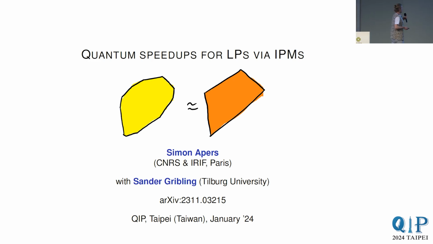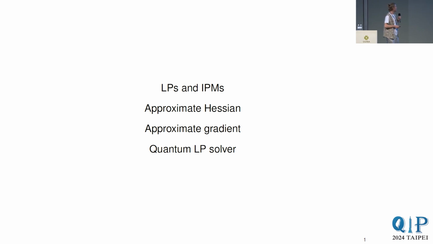Okay, so I'm going to talk about quantum speedups for linear programs via interior point methods. The talk broadly splits up into some background on LPs and IPMs. Then I'll talk about how we approximate Hessians and gradients, and how we combine these things into forming a quantum LP solver.